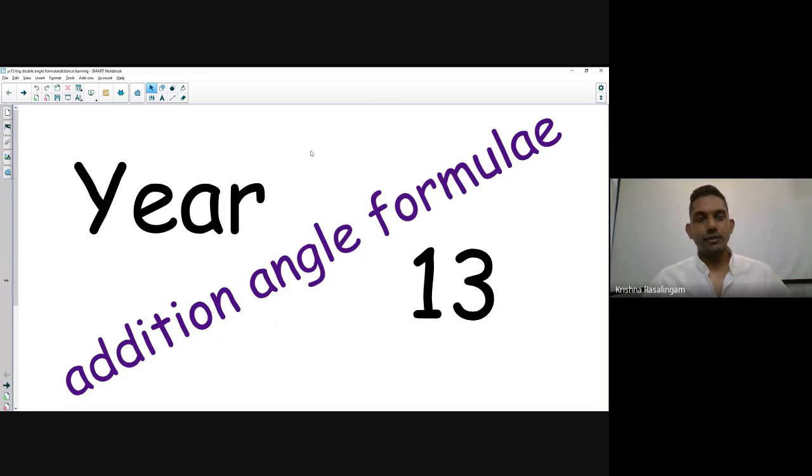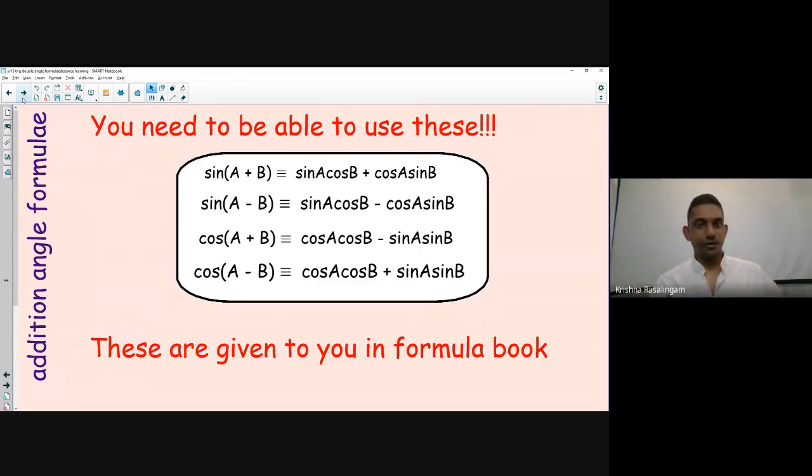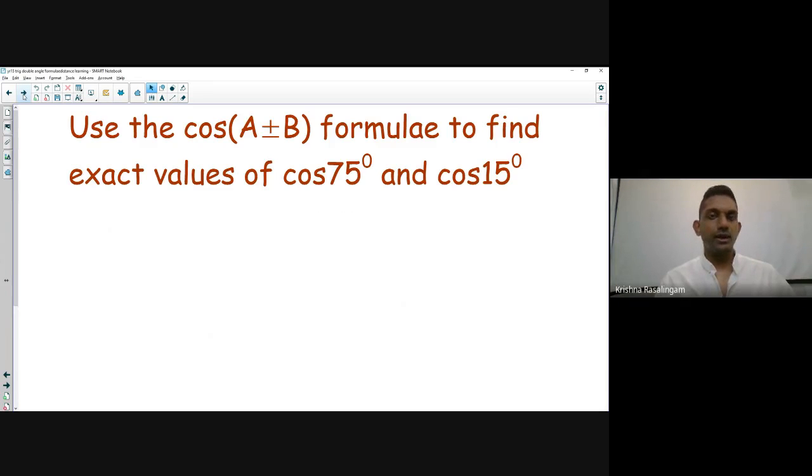Hi guys, today we're going to be looking at addition angle formulae. So these formulae that are on the screen now have come straight from the formula book, so don't worry, you don't have to learn them, you just have to be able to use them. So make a note of those on top of your paper because we're going to be using them a lot in the next 5 minutes or so. So firstly, let's apply it to find the exact value of cos 75 and cos 15.